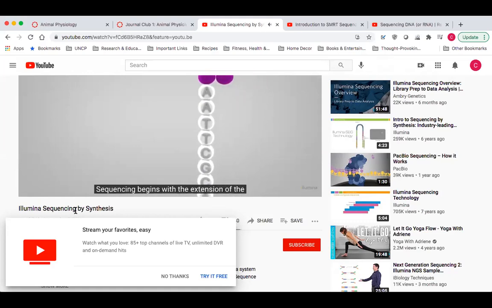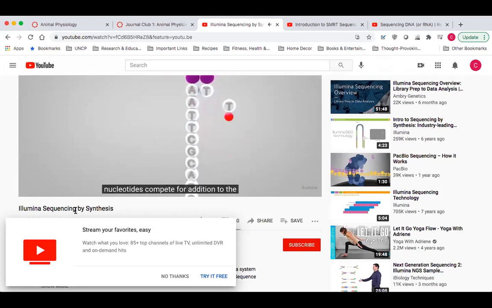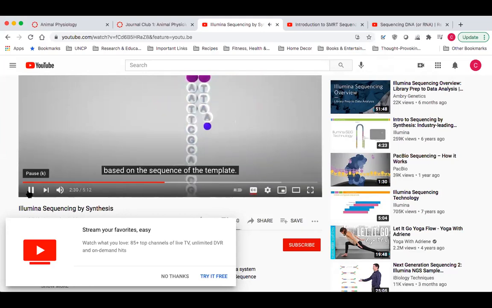Sequencing begins with the extension of the first sequencing primer to produce the first read. With each cycle, fluorescently tagged nucleotides compete for addition to the growing chain. Only one is incorporated based on the sequence of the template.